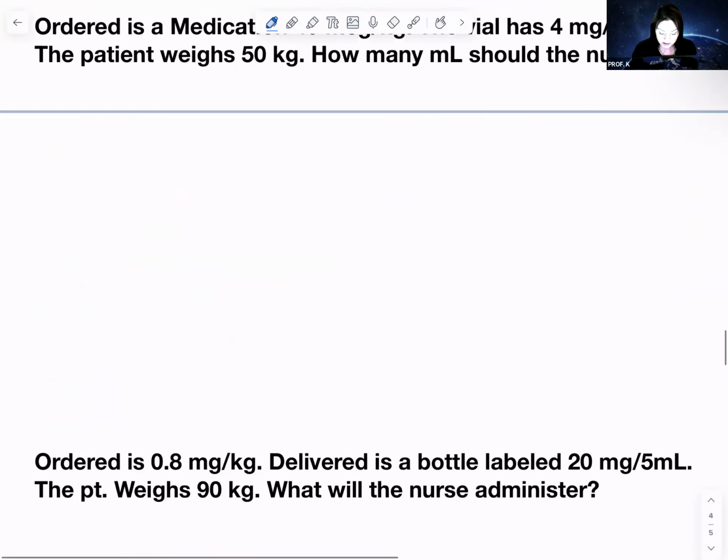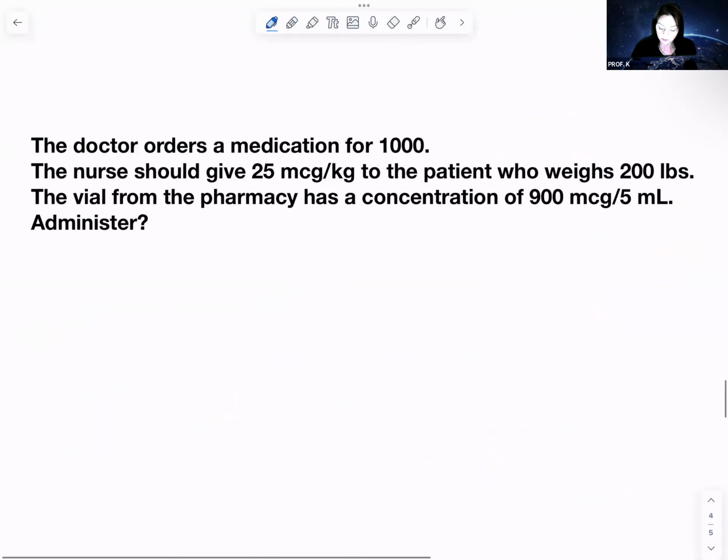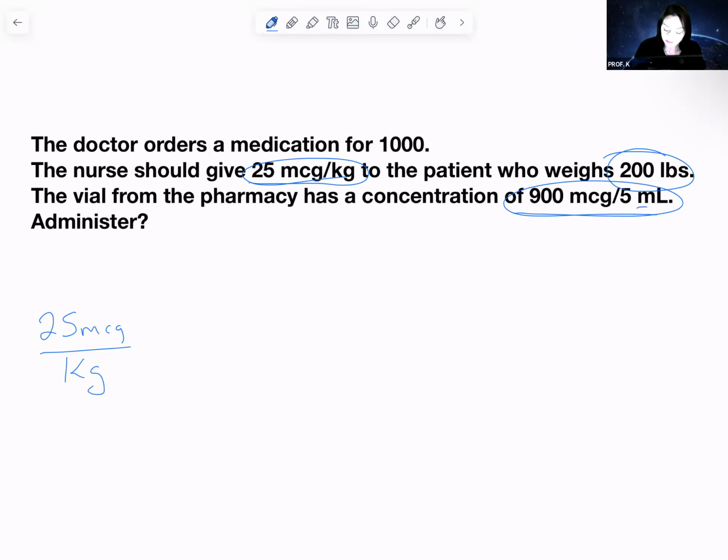All right, let's do one more of this. Let's find where the error was for some. All right, so the doctor orders a medication for 10 a.m. The nurse should give 25 micrograms per kilogram. That's 2-factor. Patient weighs 200 pounds. Pharmacy sends something in micrograms because they're mean. What am I going to give? Well, they sent something that's available in milliliters, so that's what I'm going to give, milliliters.